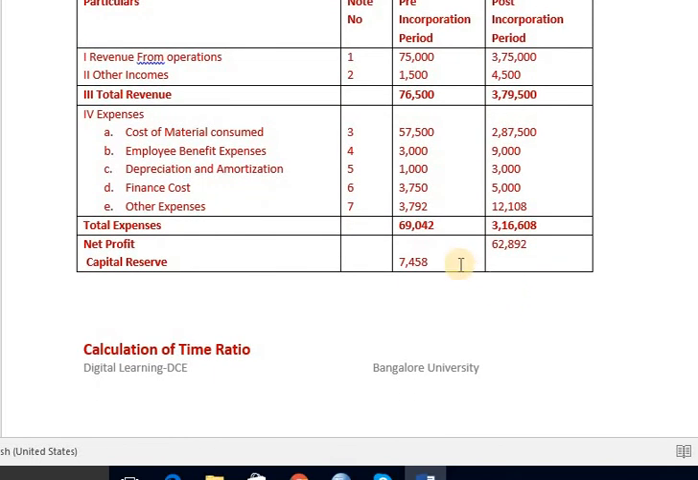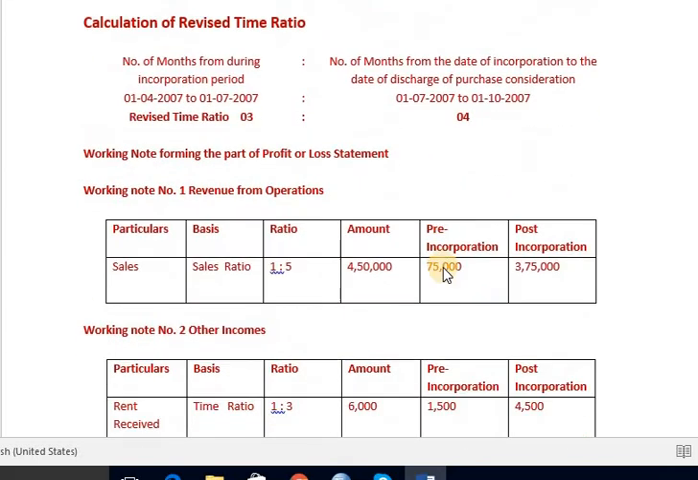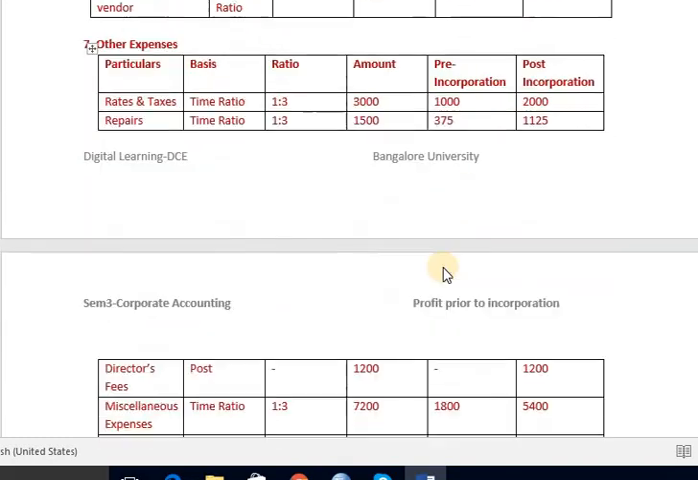We total it. Total expenses come to 69,042 in case of pre-incorporation period and 3,16,608 in case of post-incorporation. The difference we get is 7,458 in case of pre-incorporation and 62,892 in case of post-incorporation. Then 7,458 will be your capital reserve, and 62,892 will be the profit which will be transferred to profit and loss account. And then we are preparing the balance sheet.